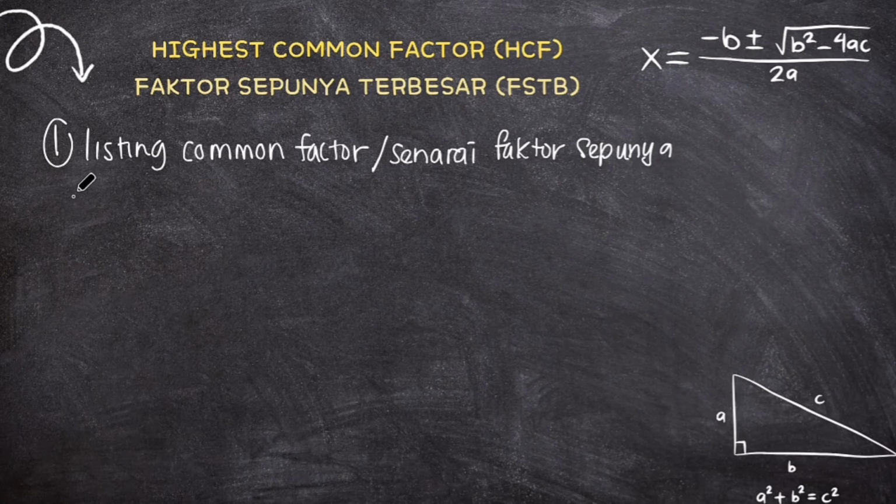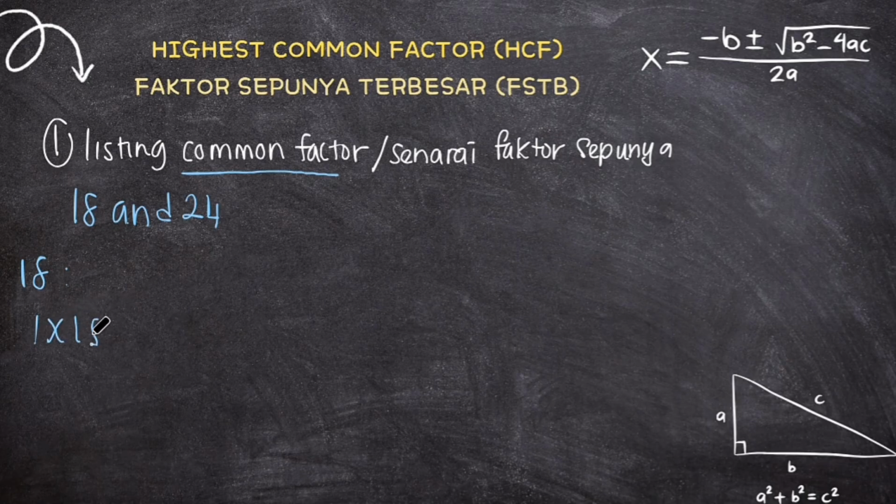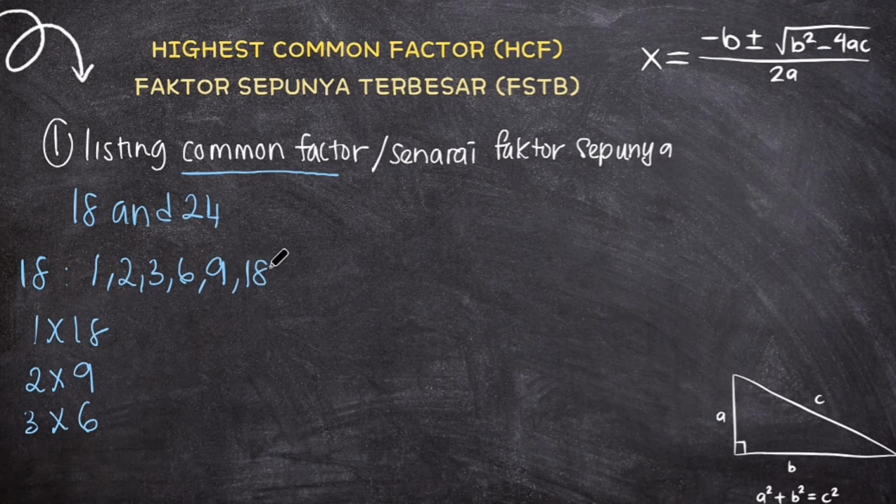Okay, let's look at an example. Let's say they gave us number 18 and 24. First, you should find the factor of number 18. So, 18, there's 1 times 18, 18. 2 times 9, 18. 3 times 6, 18. So, the factors of number 18 is 1, 2, 3, 6, 9, and 18.